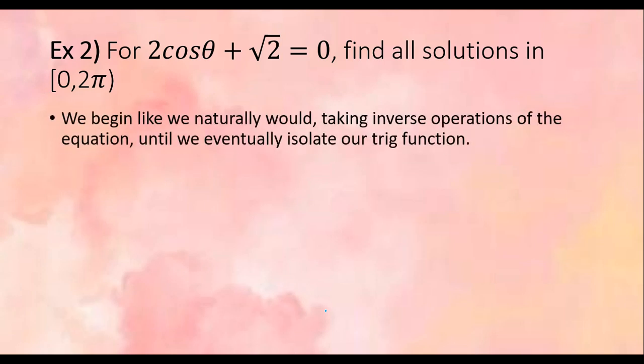So again, we're going to start just as we would, trying to isolate our trig function. And then we're going to use the inverse trig function to get just theta alone in this instance. So here's our original equation. We have 2 cosine theta plus radical 2 is equal to 0.